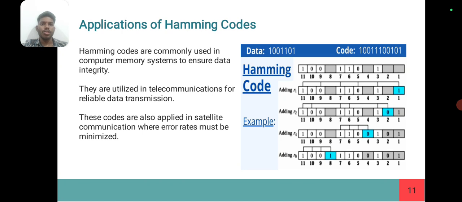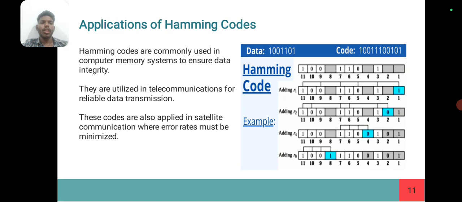Applications of Hamming codes. Hamming codes are commonly used in computer memory systems to ensure data integrity. They are utilized in telecommunications for reliable data transmission. These codes are also applied in satellite communication, where error rates must be minimized.